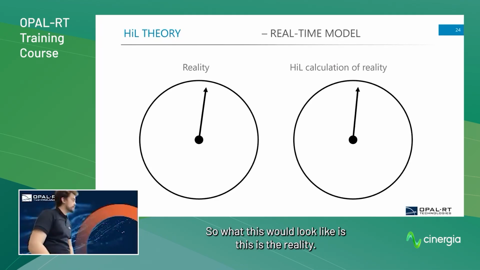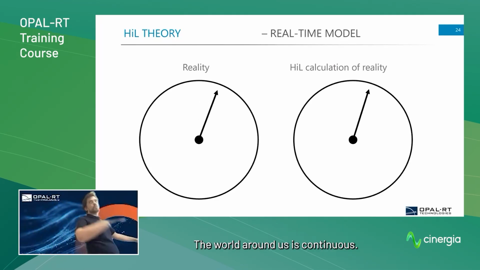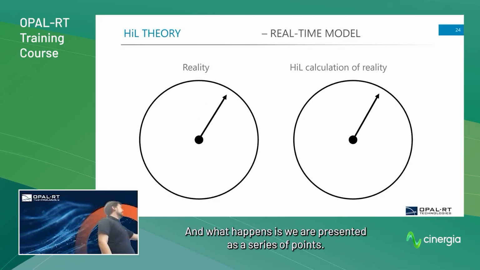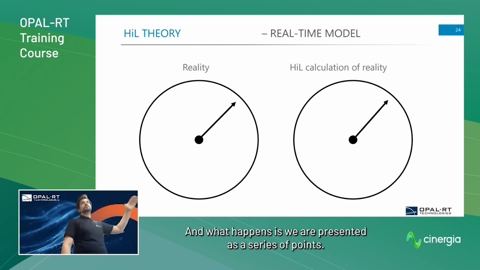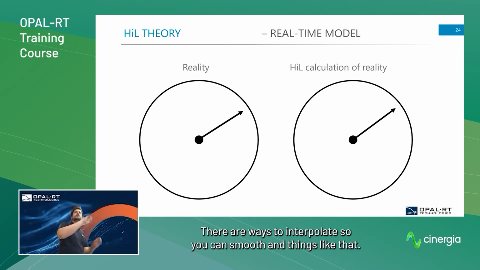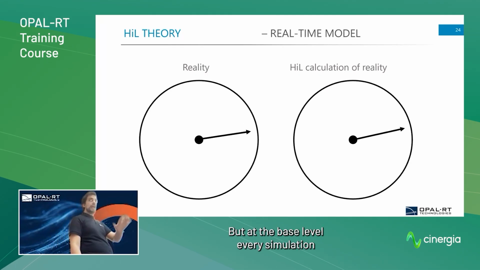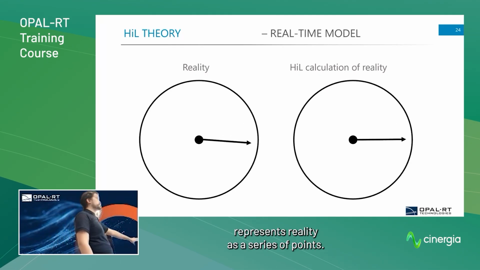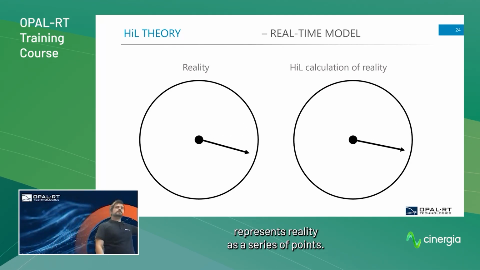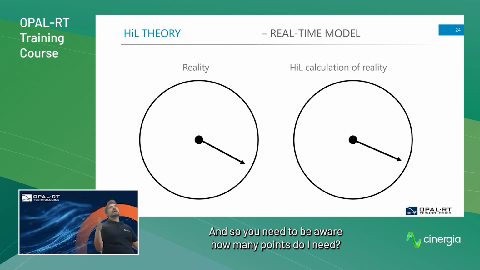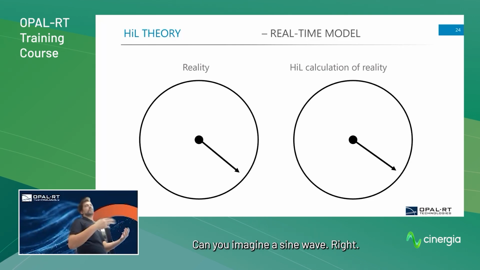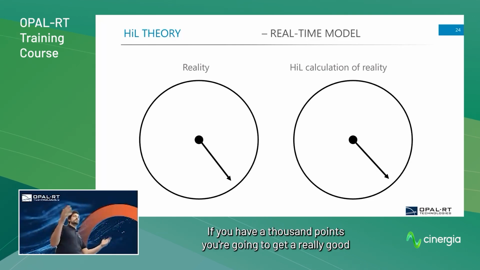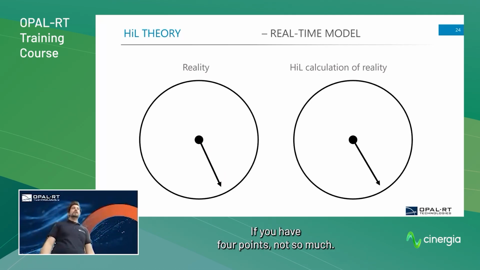So what this would look like is this is the reality. The world around us is continuous. And what happens is we represent it as a series of points. There are ways to interpolate, so you can smooth and things like that. But at the base level, every HiL simulation represents reality as a series of points. And so you need to be aware, how many points do I need? If you imagine a sine wave, if you have 1,000 points, you're going to get a really good sine wave. If you have 4 points, not so much.